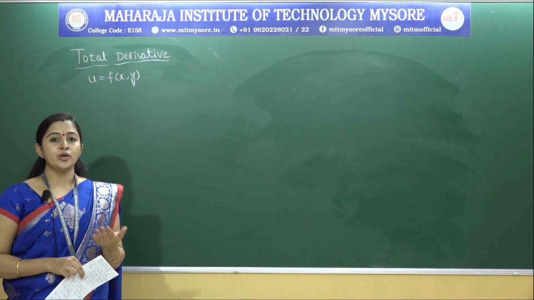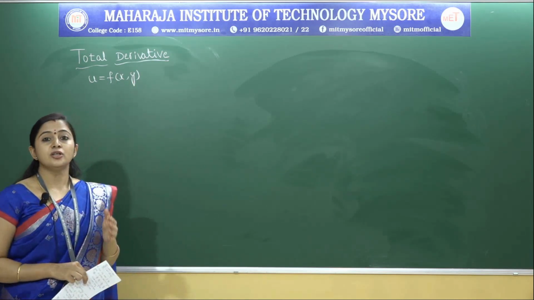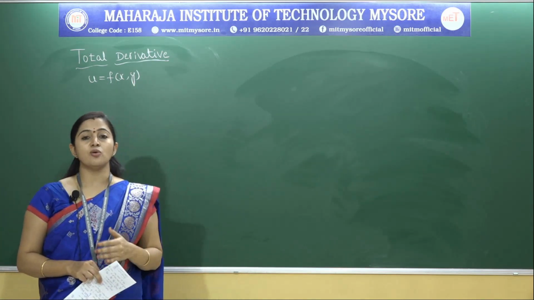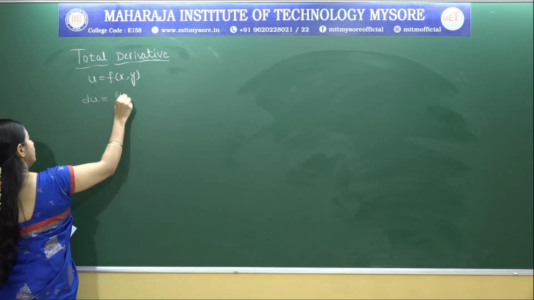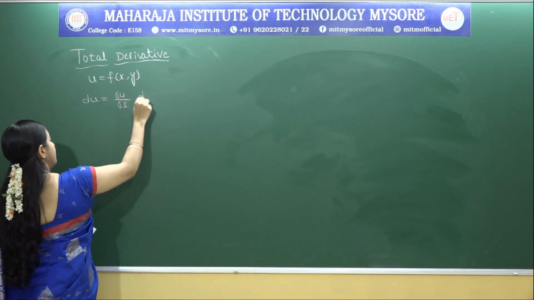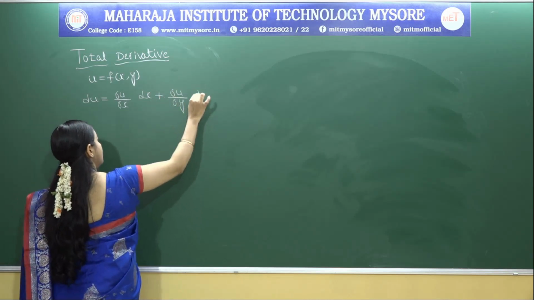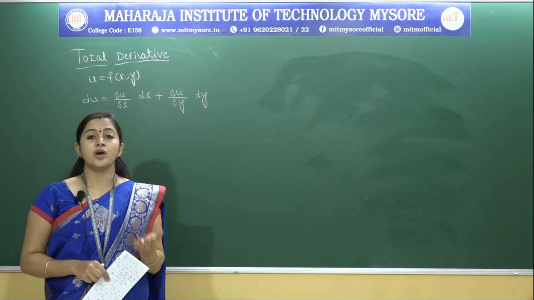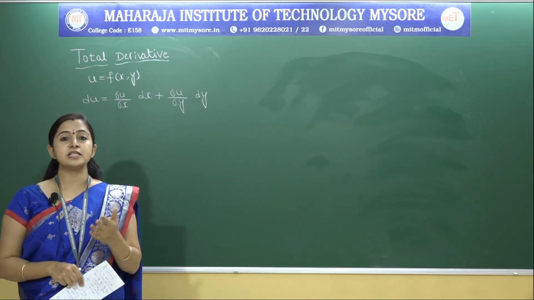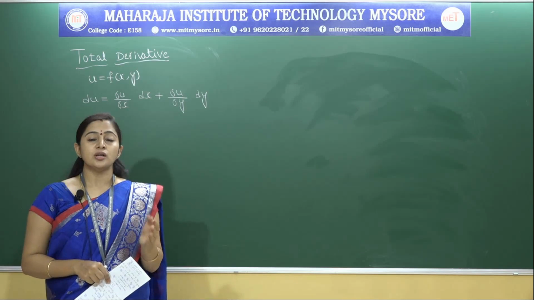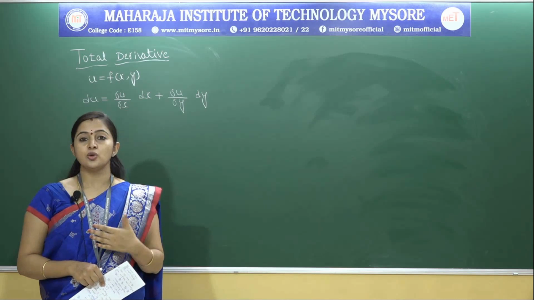My next topic is the total derivative or exact derivative, both are the same. Consider the function u equals f of x comma y, where x and y are functions of u. Then the total derivative of u, or exact differential of u, is defined by du equals del u divided by del x into dx plus del u divided by del y into dy. Here you have two parts. The first part is the total derivative of a composite function with respect to a single variable, and the second is the total derivative of a composite function with respect to two variables, that means containing two variables.